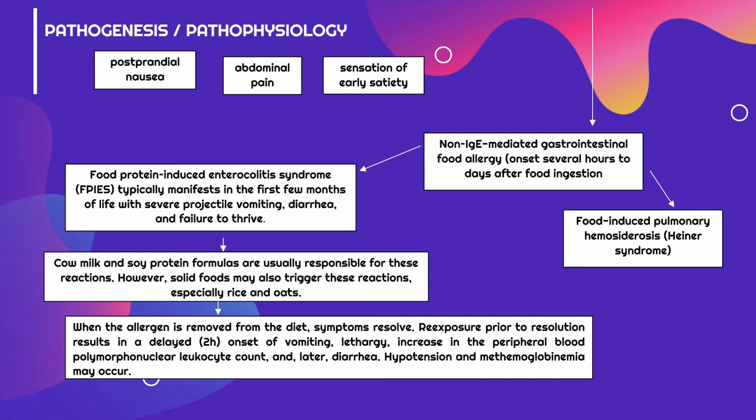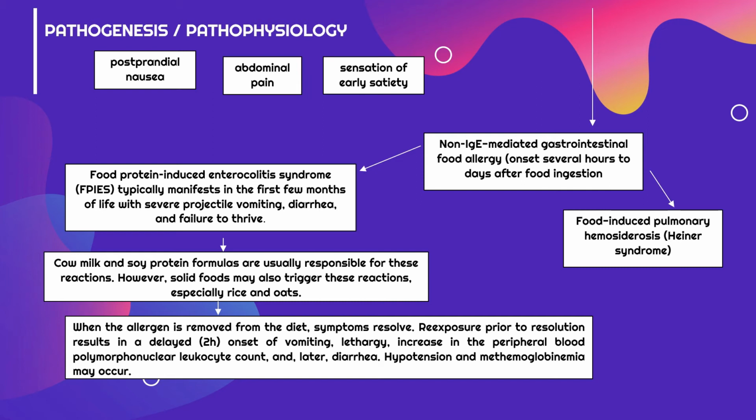The non-IgE mediated gastrointestinal food allergy has its onset several hours to days after food ingestion. It leads to food-induced pulmonary hemosiderosis, or Heiner syndrome, which is also called cow's milk hypersensitivity. It is a food-induced pulmonary hypersensitivity syndrome that affects primarily infants and is characterized by pulmonary hemosiderosis, digestive bleeding, anemia, and poor growth, improving with elimination of cow's milk from the diet.